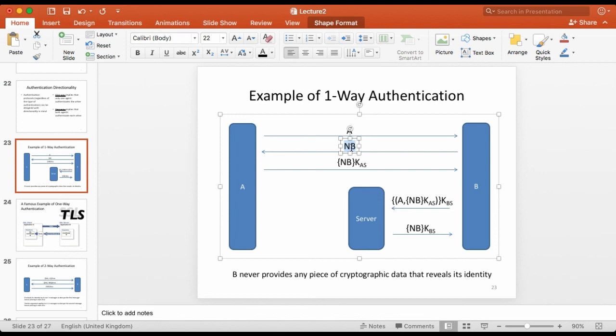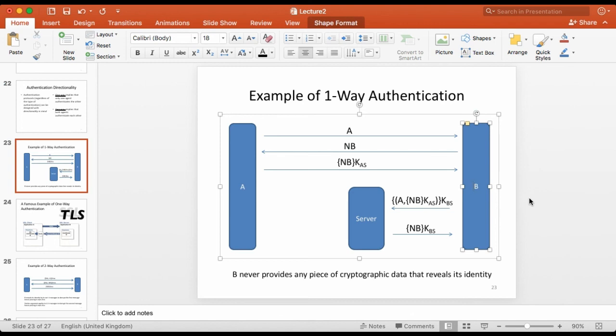Now, this is a one-way authentication. Why? Because in this authentication, basically, Alice provides enough information about herself to both Bob and the server for Bob to be sure that it was talking with Alice, but not the other way around. Okay, so notice here that in fact Alice has no way of concluding that it was talking with B.